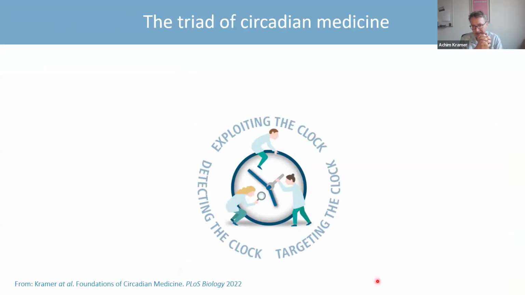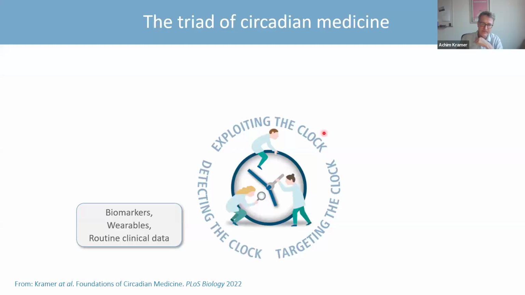So how I see circadian medicine is that it consists basically of 3 pillars, which I call detecting the clock and targeting the clock and exploiting the clock. And with detecting, I mean that we need to have methods and tools to really diagnose the status of the circadian system in humans. And we can do that with biomarkers. And this is basically the talk I'm giving today. What are our approaches to check what the status of the clock is?